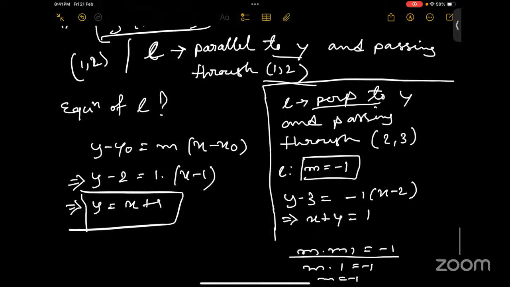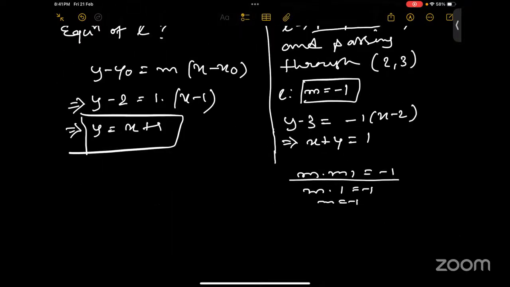So if I just put it in, we will get m equals -1, which is the slope of the new line. We know the value of m1, so we will put the value of m1 in the equation. When two lines are perpendicular, the product of their slopes is equal to -1.